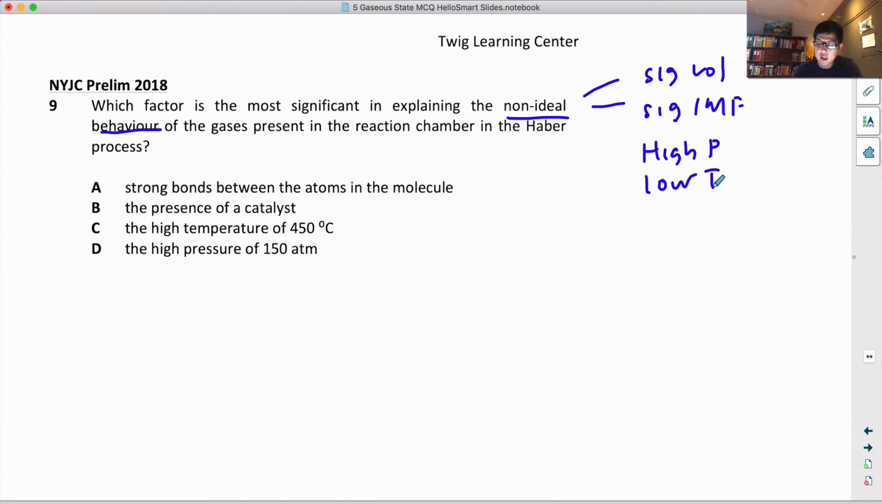So which means you're going to look out for conditions that have high pressure or low temperature. So if you look at it carefully, for this question 9, the answer has to be D, because the high pressure of 150 causes the molecules to be quite close, so they would have significant intermolecular force of attraction, and the volume is not negligible anymore. So that will explain the non-ideal behavior of the gases in the Haber process. Okay, let's move on. Question 10.